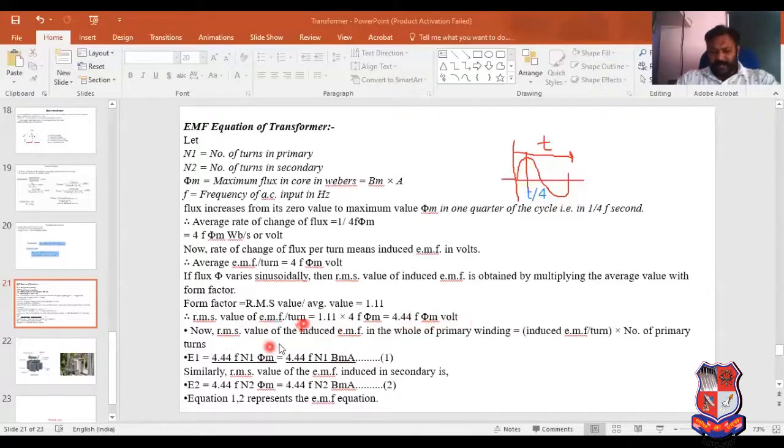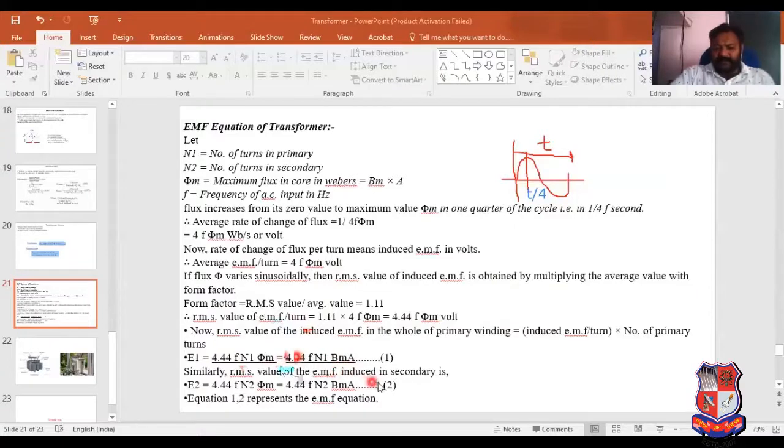Now the RMS value of the induced EMF in the whole primary winding will be the induced EMF per turn into the number of primary turns. So E1 will be equal to 4.44 F N1 phi m, which is equal to 4.44 F N1 BmA. Instead of phi m, you can say BmA. So Bm is equal to phi m upon A. Right? Done.